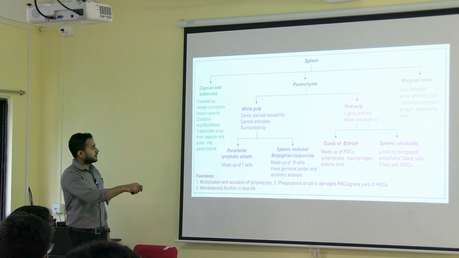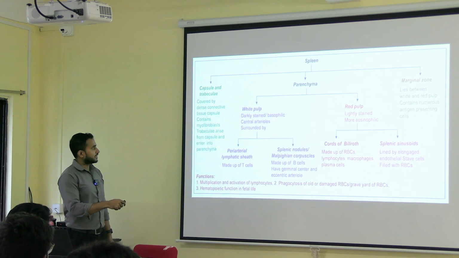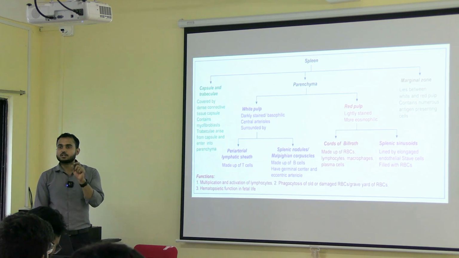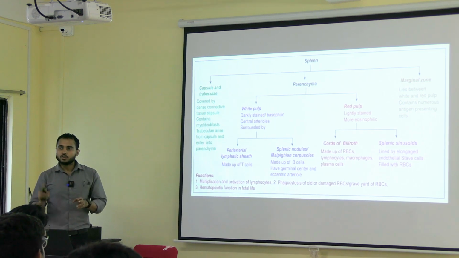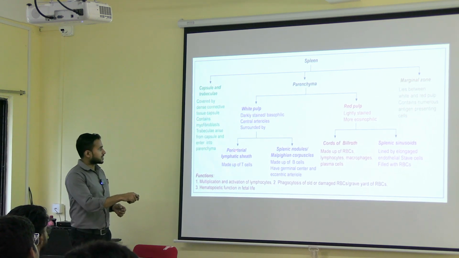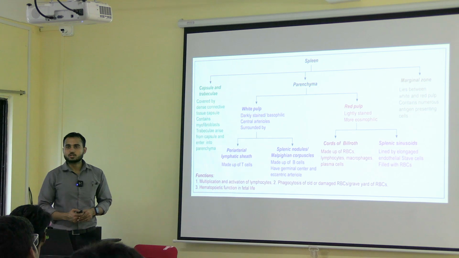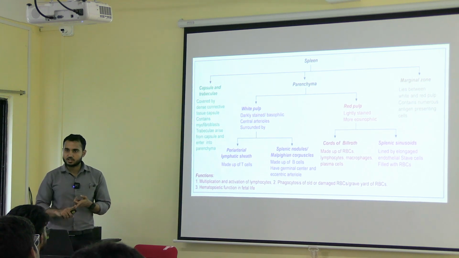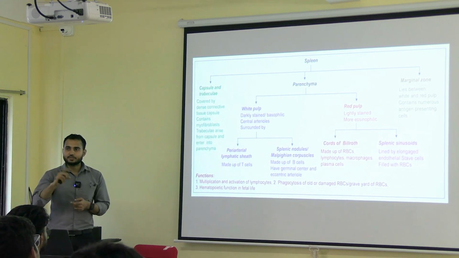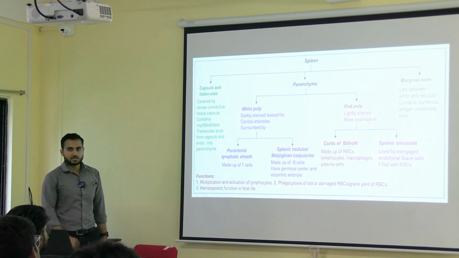Next, in the case of white pulp, first of all, it is darkly stained and basophilic in appearance, and then a central arteriole is present. This arteriole will be covered by two different types of lymphocytes. In most cases, it is covered by the periarterial lymphatic sheath, also called PALS. In this area, the central arteriole is covered by which type of lymphocytes? T lymphocytes.